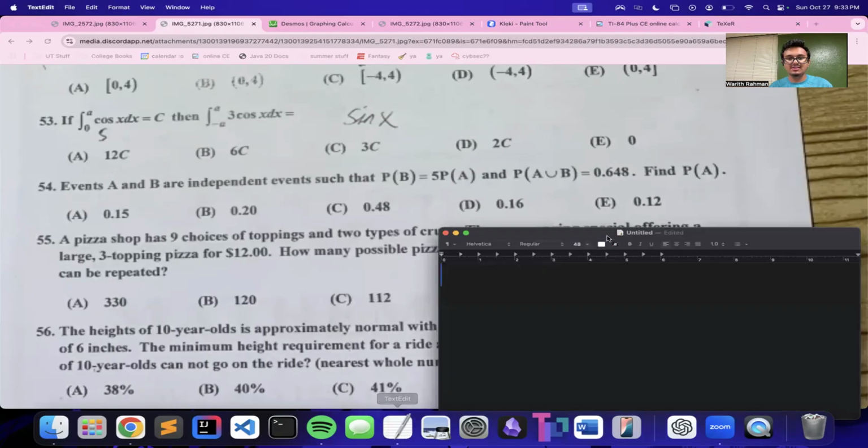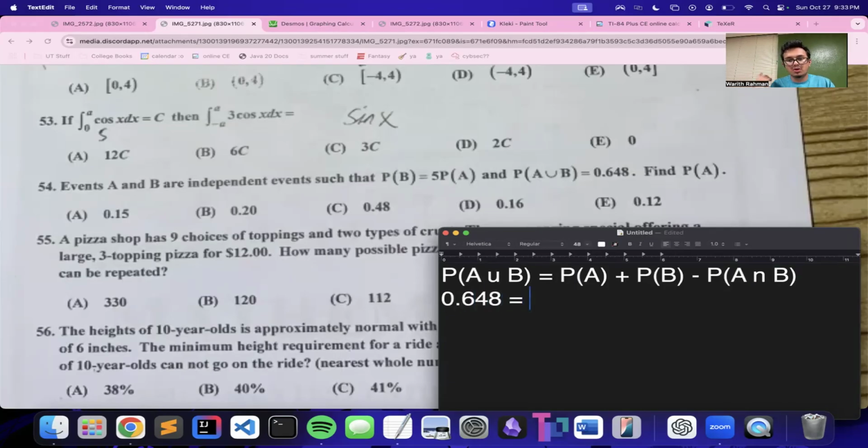Now, we recall that for any two probabilities, P of A union B, aka the probability that A or B happens, is equal to P of A plus P of B minus the probability that they both happen. If these were exclusive events, this value right here, P of A and B, would just be 0. So in this case, we have P of A union B, which is 0.648, equals P of A, which we'll call X, plus P of B, which we know is 5X, minus the product, because that's P of A and B. In this case, it's X times 5X, or 5X squared. So what we really end up with is a quadratic out of nowhere. 0.648 equals 6X minus 5X squared.